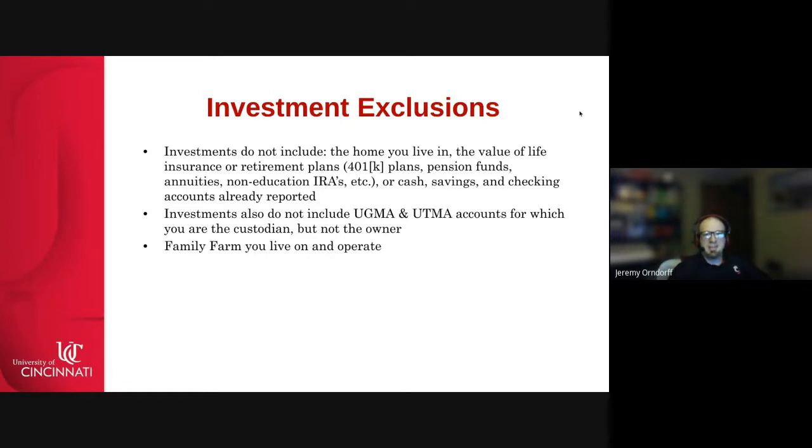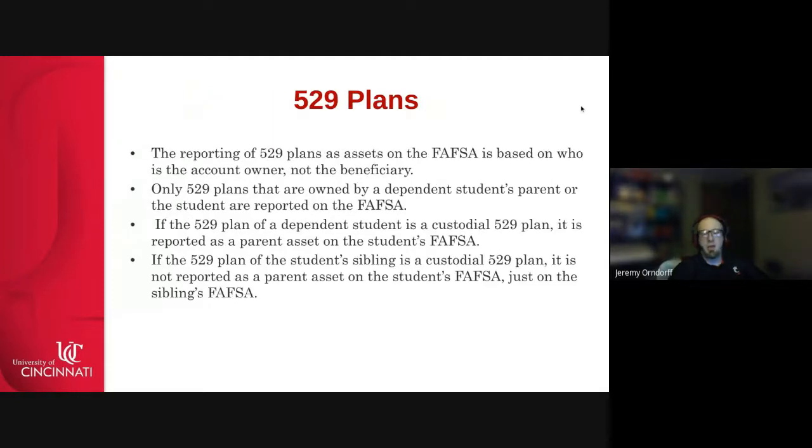UGMA and UTMA accounts, for which you're the custodian but not the owner, don't really come up all that much. If it's a family farm that you live and operate on, the income you earn from that would be counted because it's taxable, but the family farm itself would not necessarily have anything. The 529 plans can get a little bit tricky depending on who it belongs to. For 529 plans that are in a student or parent name, it's going to need to be included on the FAFSA, and it's giving details here.